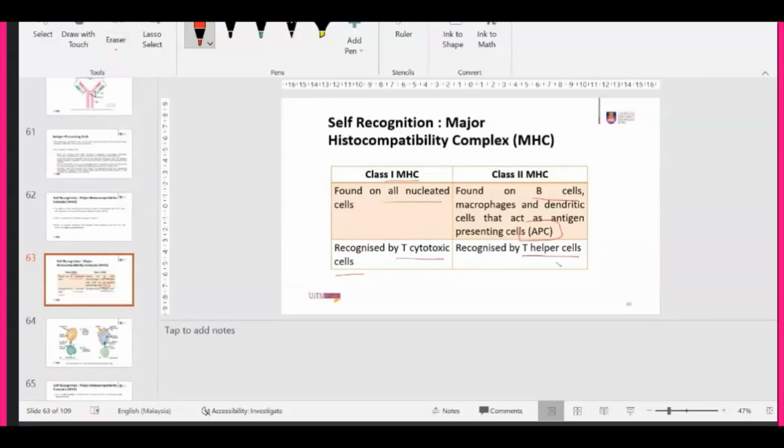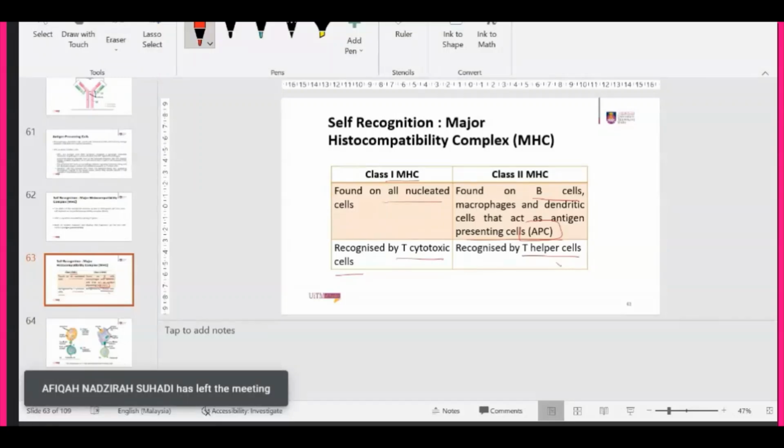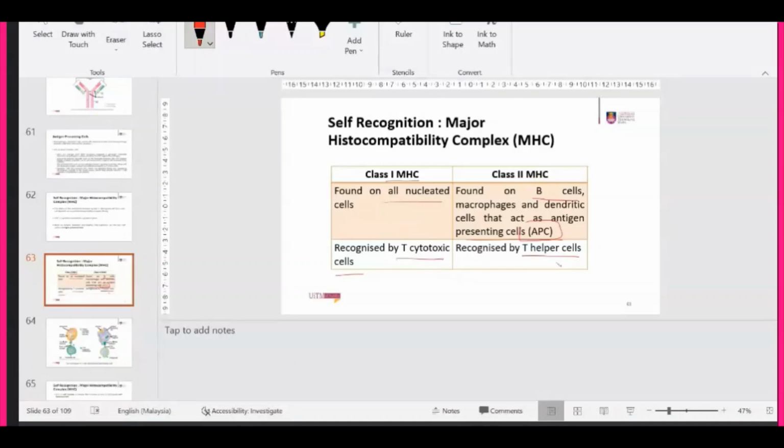Supaya receptor pada helper T cell will bind to the antigen presented by the APC, supaya helper T cell ni will be activated and secreting cytokine. The cytokine will activate either B cell ataupun cytotoxic T cell. Macam tu. So, kena ingat ya, class 2, sel yang akan menjadi APC. Kalau class 1, untuk all nucleated cells. Okay. Faham boleh? So, ini adalah sebenarnya protein of host cell.